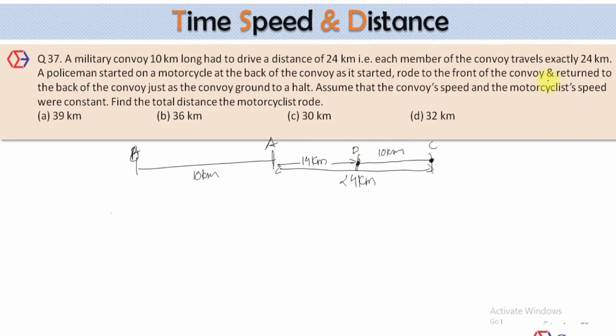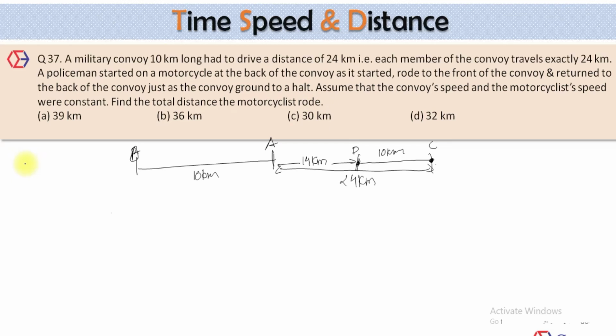Rode to the front of the convoy and returned to the back of the convoy just as the convoy ground to halt. Assume that convoy speed and the motorcyclist speed were constant. Find the total distance the motorcyclist rode. So let's try to find out the time taken by them. This is 10, this is 24.